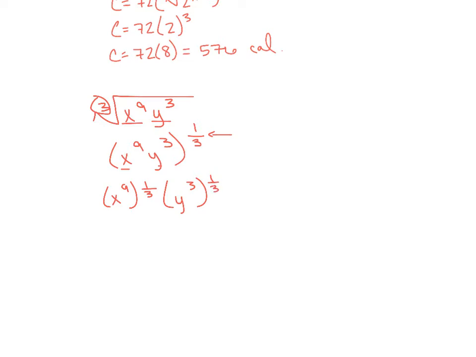Now if you remember the power of a power property, that says that if there's parentheses between your two exponents, you multiply them. So we're going to have x to the 9th times 1/3, and then y to the 3rd times 1/3. That's a 3 right there. So this is saying what's a third of 9? Well, a third of 9 is 9 divided by 3, which is 3. And the y is saying what's a third of 3, and a third of 3 is 1. So this is our answer here.